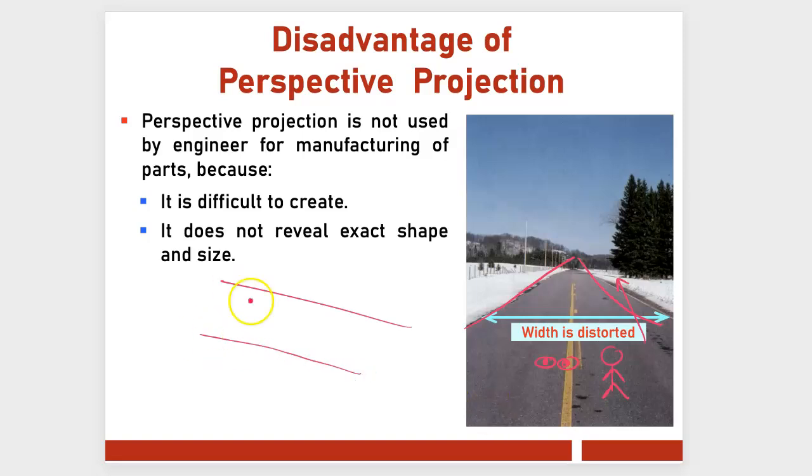Right? This is the actual shape. But in perspective projection, what you see is the triangular shape of the road. And this is the same case for other objects, such as KLCC, right?